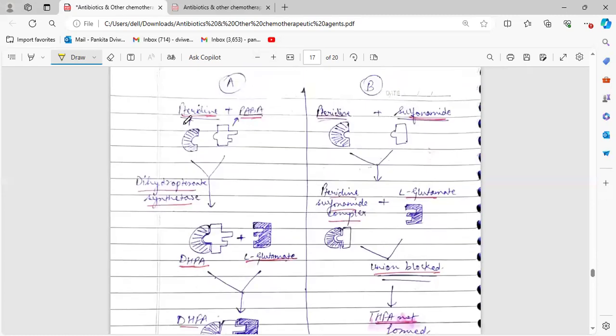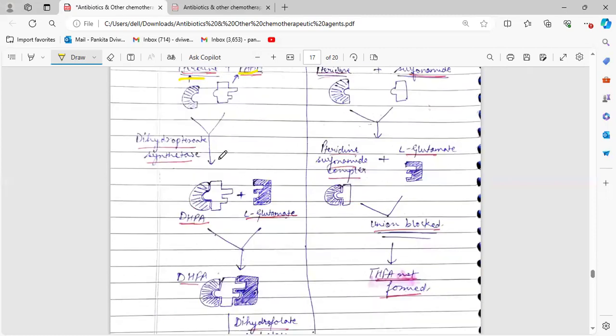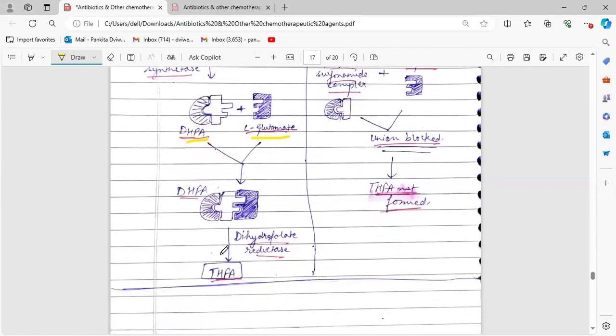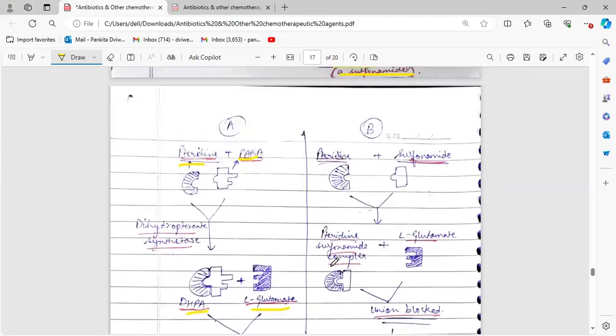So in the first case, pteridine will react with PABA, and in the presence of the enzyme dihydropteroate synthase, the DHPA will be formed, which upon reaction with L-glutamate, DHFA is formed, and which in the presence of dihydrofolate reductase will form the THFA enzyme. That is important for any microbial system.